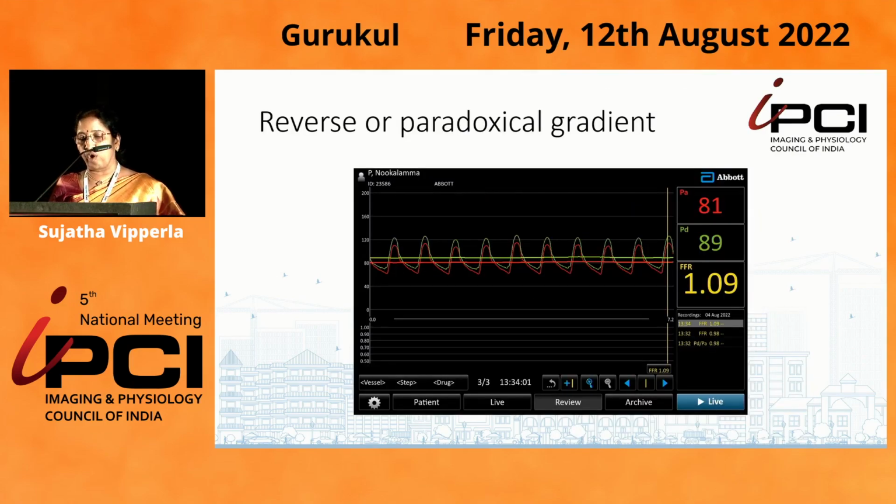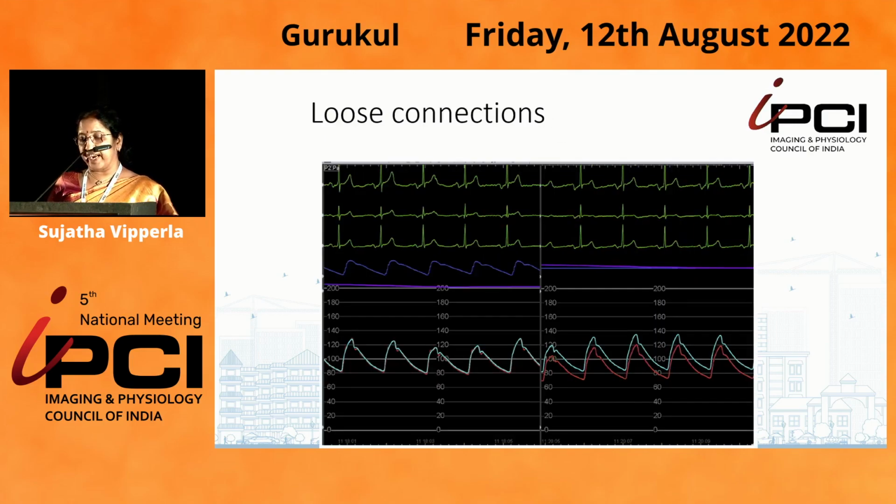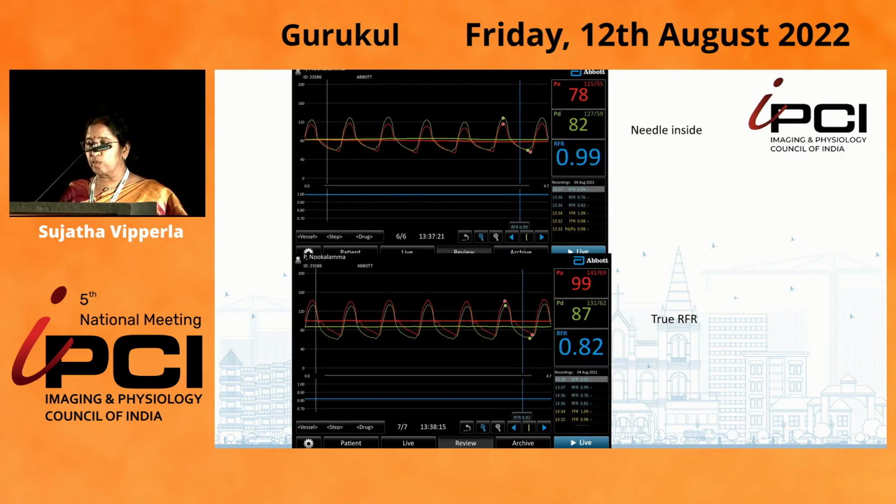The other important thing is a reverse or a paradoxical gradient. This can happen because the patient is in a recumbent position, and you can have the aorta at a different level than the apex of the heart. Then loose connections. We all know the loose connections of the Tuohy-Borst valve can cause a discrepancy in the values.